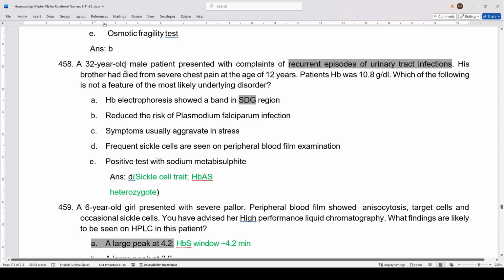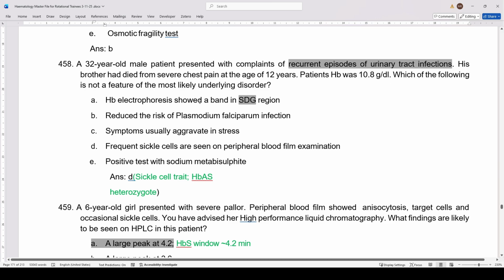Okay, so a 32-year-old male patient presented with complaints of recurrent episodes of UTI. His brother died from severe chest pain at the age of 12 years. HB was 10.8. Which of the following is not a feature of the most likely underlying disorder? So this is a case of sickle cell disease, or sickle cell trait, because in sickle cell trait you have the complication of urinary tract infection, and the other brother died of a severe chest pain, so he may have sickle cell disease. Okay, so which of the following is not a feature?